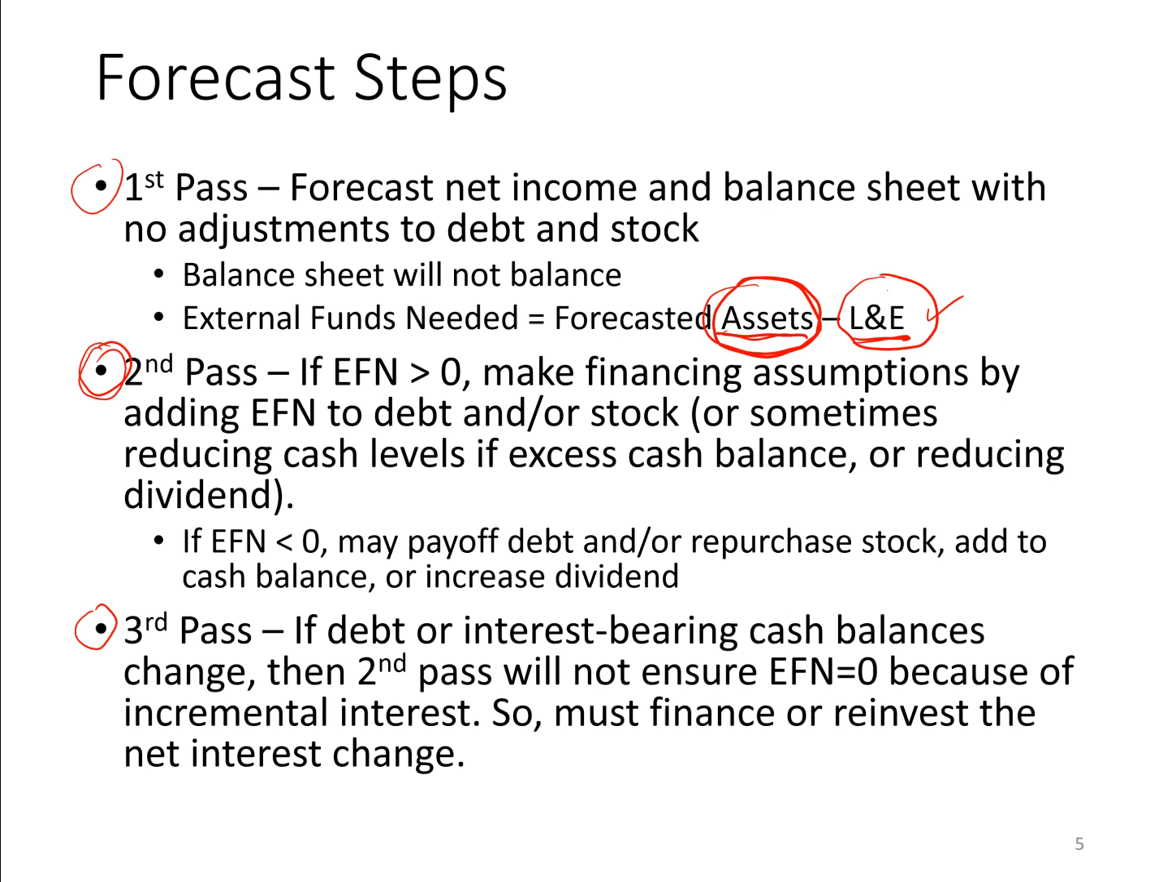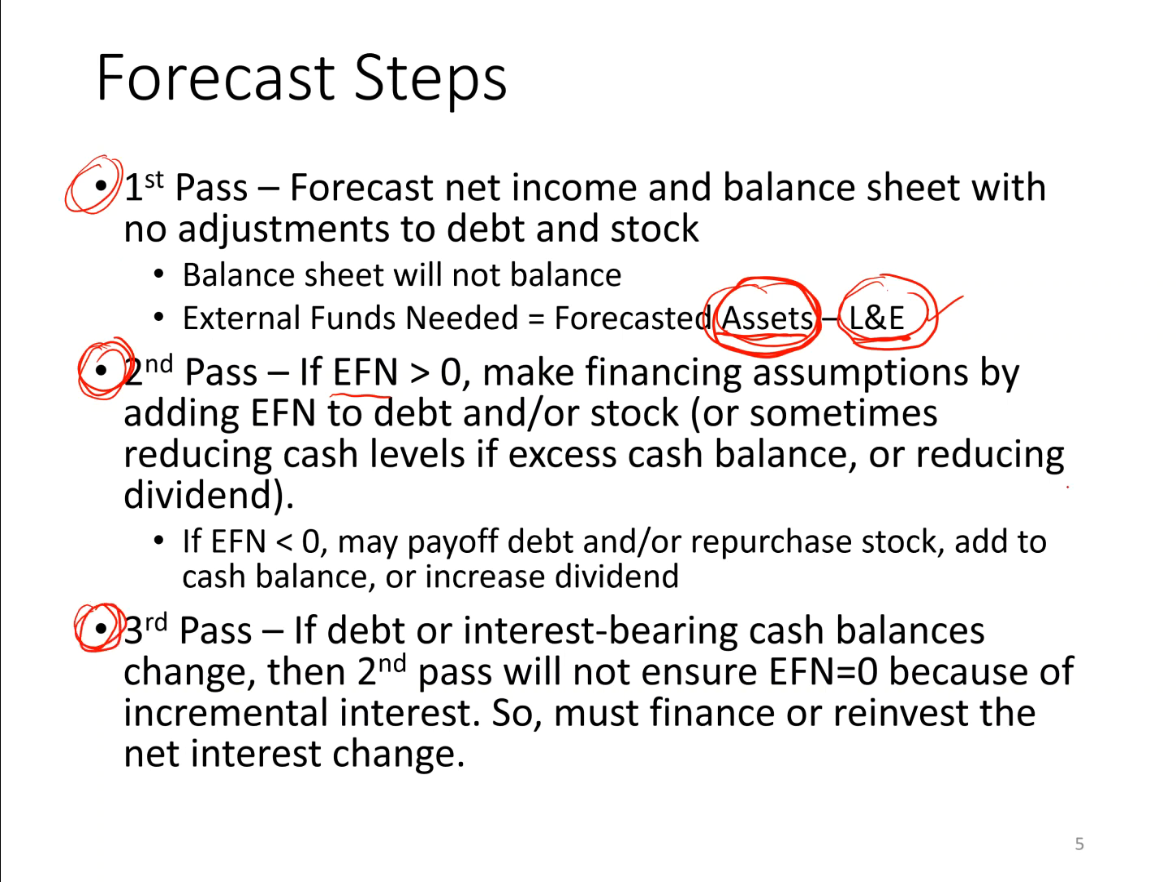So if assets are greater than L&E, you have additional funds needed, call it EFN, and then you have to make the decision whether you want to close that gap by issuing debt or issuing more stock. However, if you're forecasting that maybe the company's doing so well and we have extra money left over, and we've already plowed back a lot of money from retained earnings, I actually have excess money. My liabilities and equity are greater than assets. I have excess financing. So in that case, you have some good choices to make. You can pay down your debt, you can buy back some stock, or maybe just hold it in cash, or maybe just increase your dividend. So this is the second pass, dealing with this. Now the third pass is kind of a minor point.